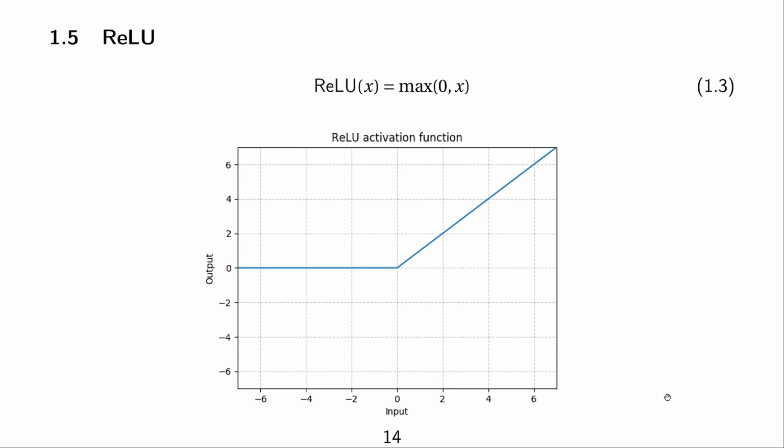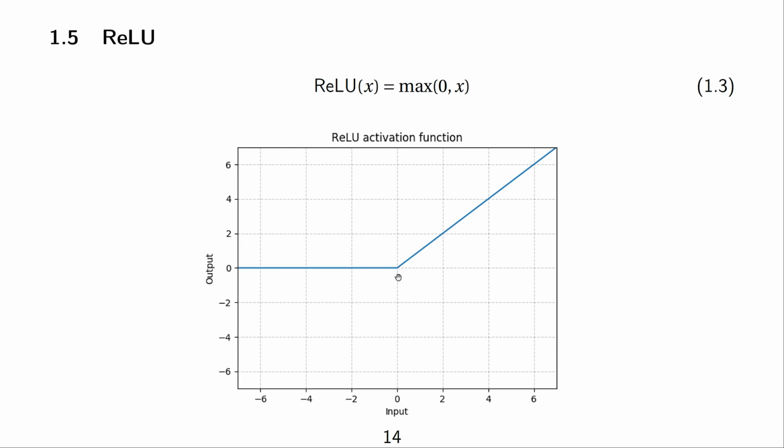This now is the default choice for activation functions, and this is the ReLU function, defined by max of 0 and x. That means that for positive inputs, the ReLU function gives the input back exactly as output, and for negative values, it clamps to 0. So the output for any negative value is 0.